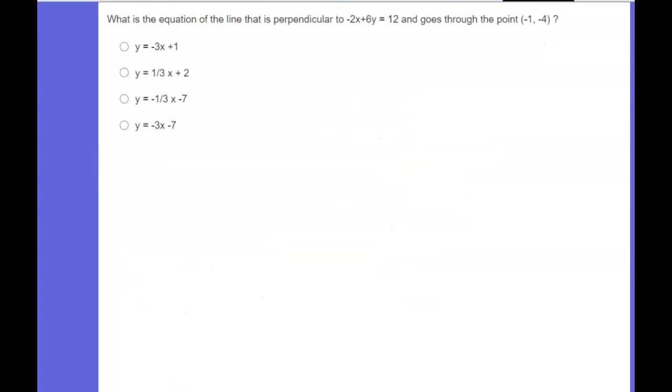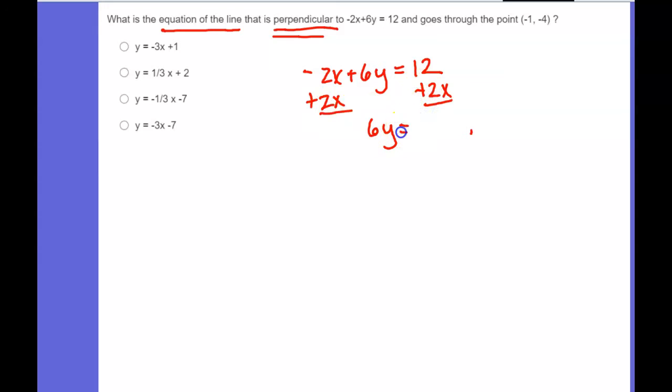Okay, so the next question is similar, only now we're looking for the equation of the line that's perpendicular. So again, we're going to solve for y. We're putting it into slope-intercept form, and we do this a lot, guys. This time we're going to add 2x to both sides. 6y is equal to 2x plus 12, and then we're going to divide by 6. Our y is equal to 2/6 simplifies to be 1/3 x, and 12 divided by 6 is 2.